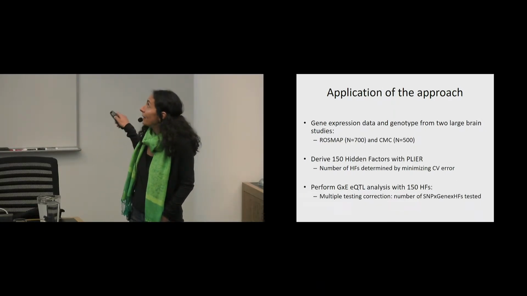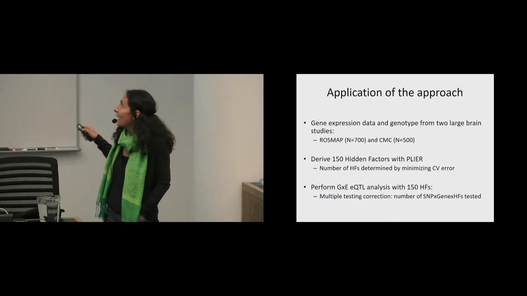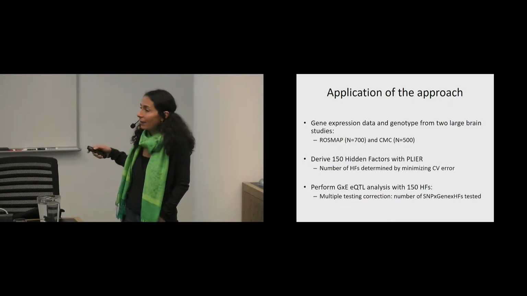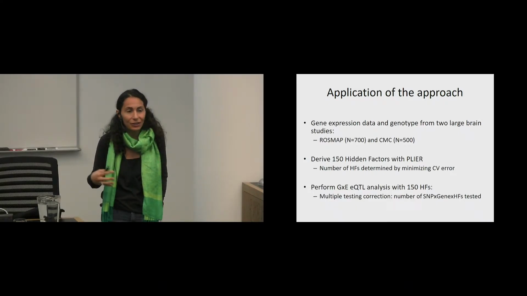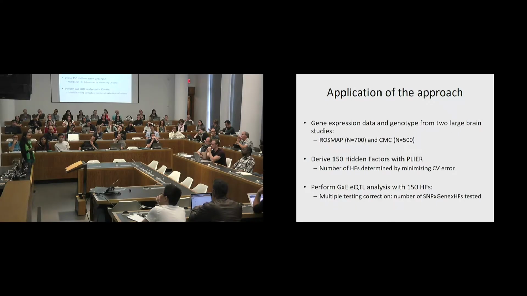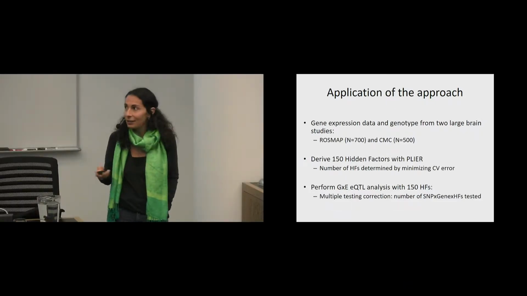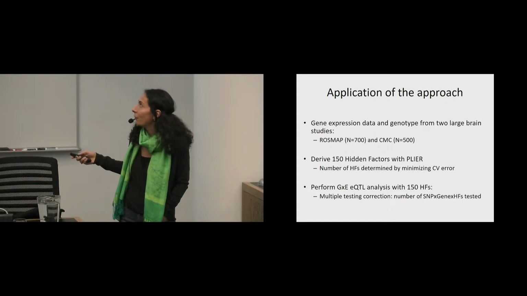With the combination of these two data sets, we derived about 150 factors, based on cross-validation and optimizing the parameters of the model. We then used these 150 hidden factors to detect interaction eQTLs, which I'm going to call G by E eQTLs, which stands for gene by environment interaction eQTLs, that had been called before.